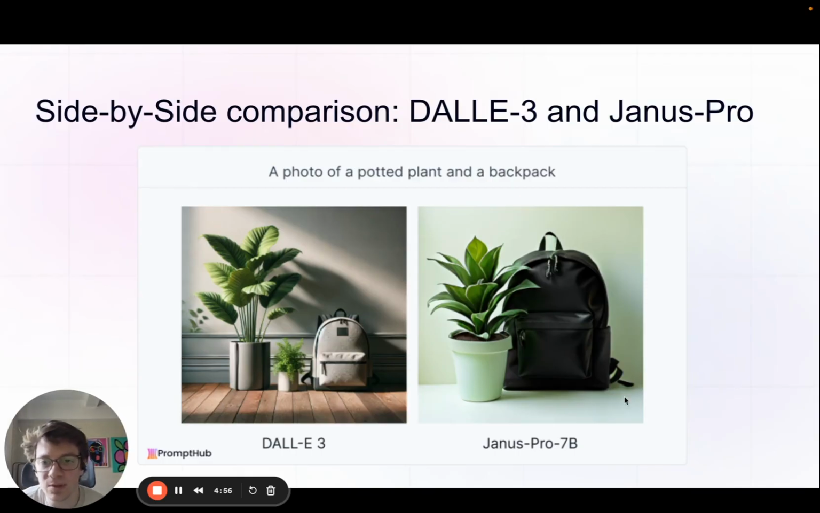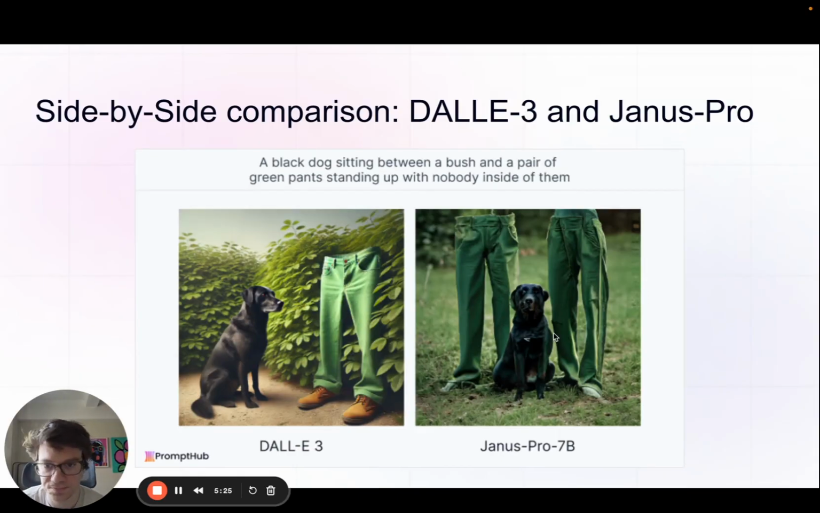So the prompt here at the top: a photo of a potted plant and a backpack. DALL-E versus Janus Pro. On first look, I was like, oh, the DALL-E one's better. But a few things actually. Technically, two potted plants, so that's not great adherence. There's also some kind of stuff going on here on the wall. And additionally, if you had to ask yourself which one looks like a picture taken on planet Earth in the real world, I would say it absolutely would be the Janus version. Whether that's better or worse kind of depends on your situation.